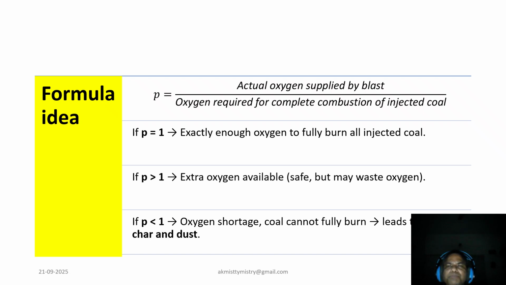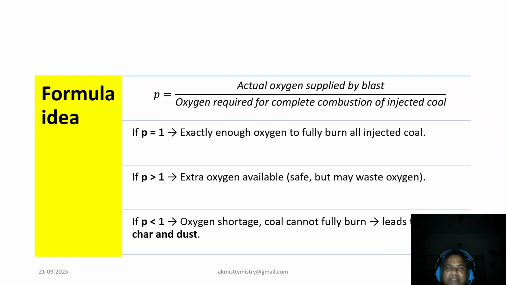Now, the formula and its meaning. So let's look at the formula and what the number tells us. As you can see, the calculation is a direct comparison: the oxygen you have versus the oxygen you need. If P equals 1, you are in an ideal scenario, a perfect stoichiometric balance where every bit of coal has just enough oxygen to burn completely.